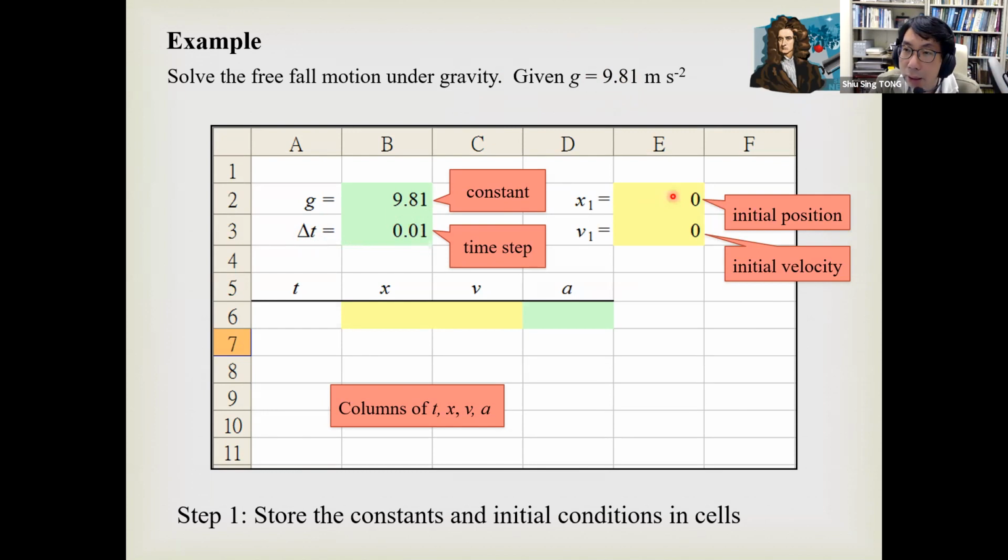And we start from zero velocity. We drop the object from rest, and the initial position, called x1, is equal to 0. Now we first create columns of time, position, velocity, and acceleration. These are the initial steps.